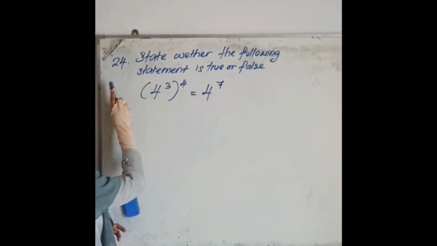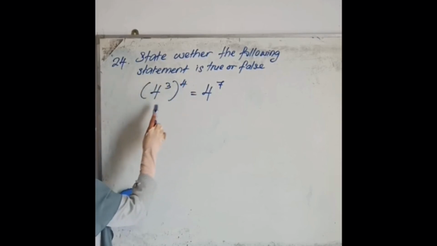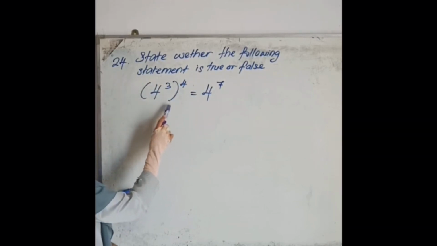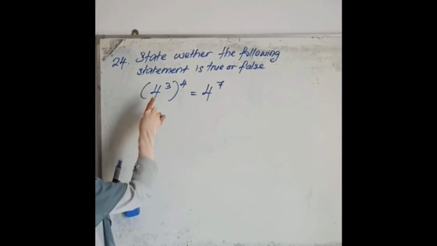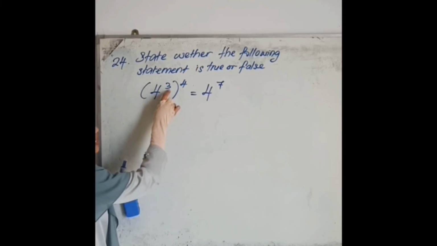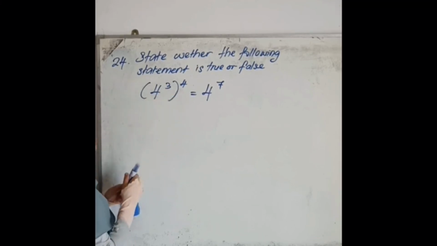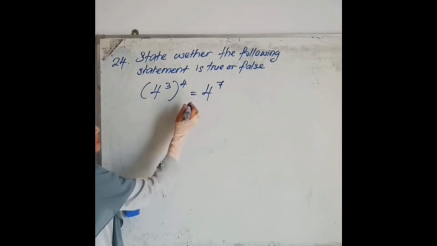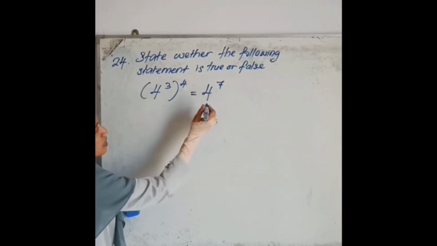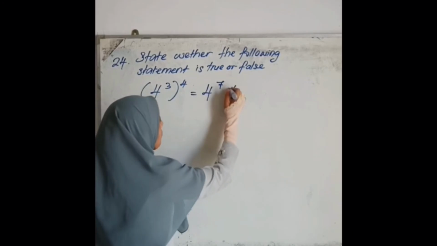So number 24. State whether this statement is true. 4 cube, so 3 times 4 equals 12. So the answer is false.